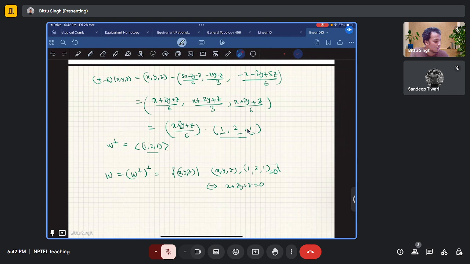And maybe that way is easier because in some cases W perp may be generated by more than one element.